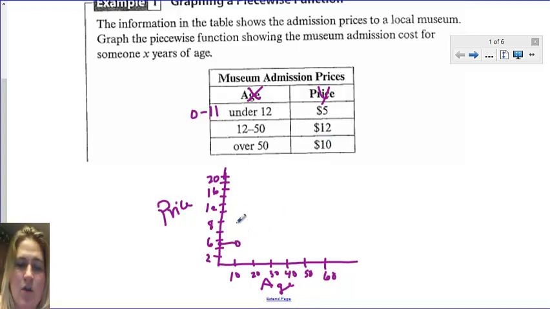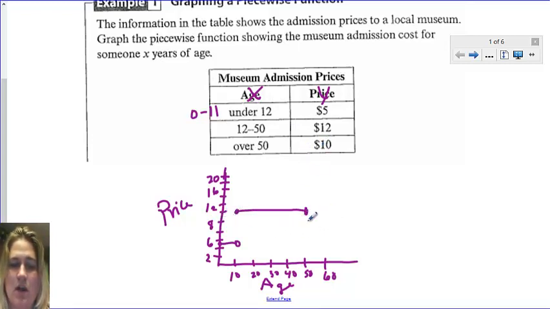So at 12, we'll go up to 2, 4, 6, 8, 10, 12, this one. And it's going to include 12 years old. And from 12 to 50, so from there over to here. And it includes 50 because it says 12 through 50. Okay, is $12. And then our last one is if you're over 50, so that's $10.